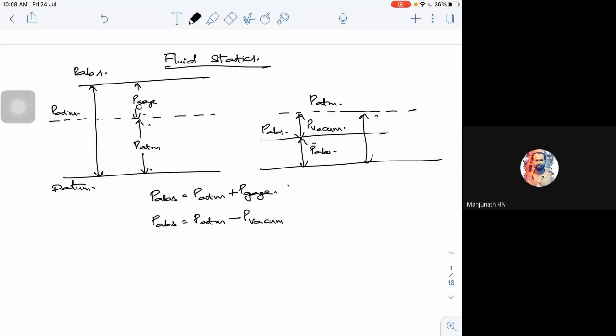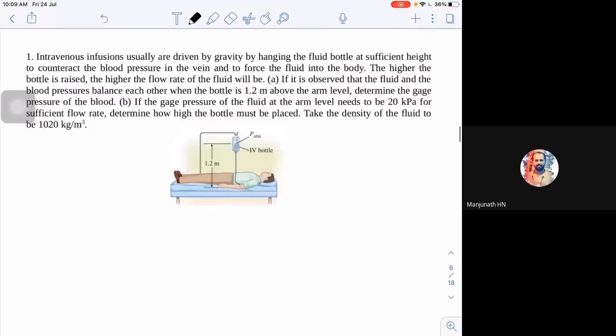Now, let me move to intravenous infusion. As I raise the bottle, I'll be able to get that particular pressure. That particular absolute pressure, if it is something like 12 or 13 kilopascals, if I try to raise it, the number may increase. It may become 18 or 20 depending upon your atmospheric pressure.